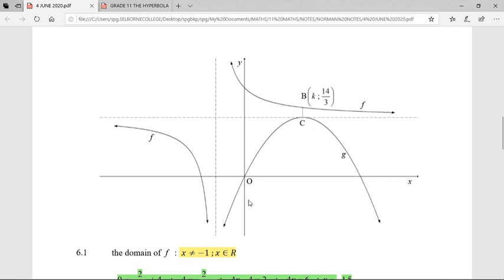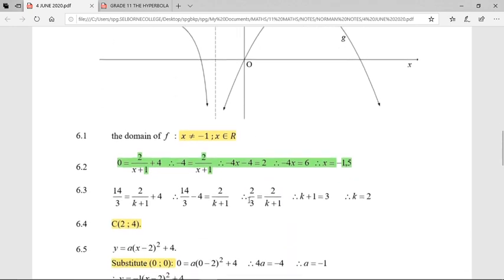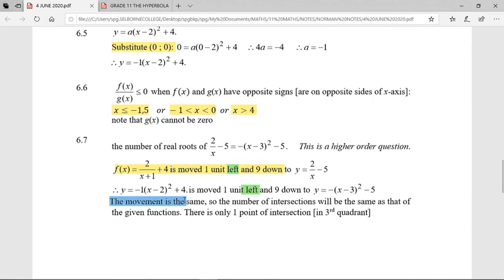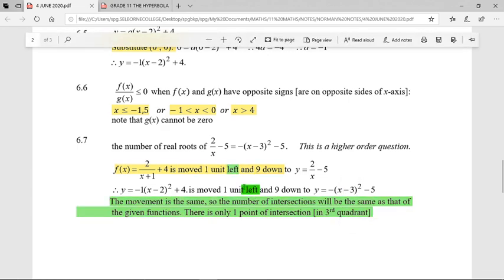Okay, so the answer, to wrap this discussion up, the answer here is simply to say, as the movement is the same, so the number of intersections will be the same, right, as that of the given function. There is only one point of intersection, and it will be in the third quadrant. Okay, just bear in mind that that left should have been a right. So, yeah, hopefully that makes sense.